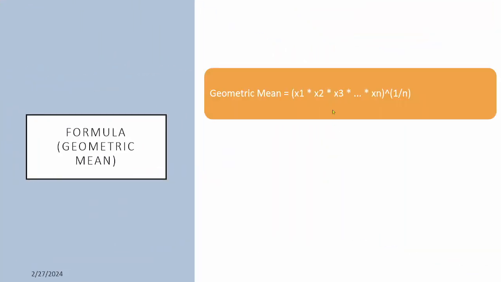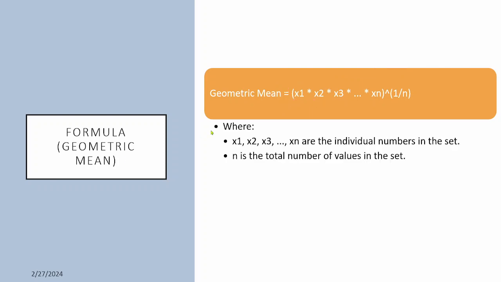So the formula for geometric mean is quite easy. You take those values, multiply, and then take the nth root. So basically you are applying the nth root, where n means the number of factors that you have. So let's say 4 factors, so this will be a root of 4. That's how we compute the geometric mean.